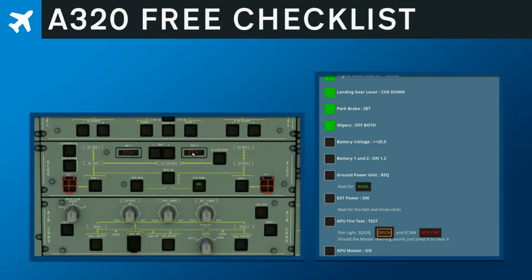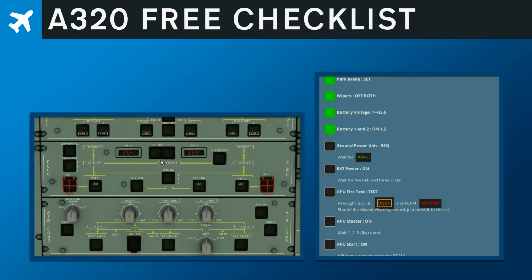I'm not quite sure these voltages are right, but that's fine. So now we switch the batteries 1 on and 2 on, so that's the batteries on. We basically wait for ground power to be available, but that is currently available because we can see that by the avail light, and that's shown in the checklist there as well. Bear with me, I just need to get my headset back on.